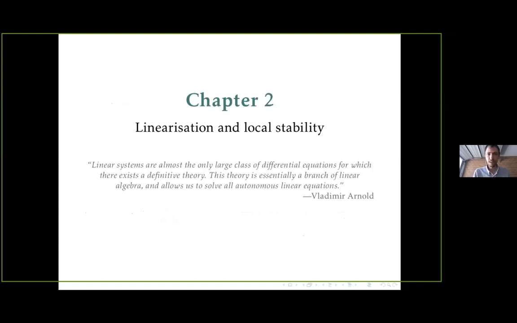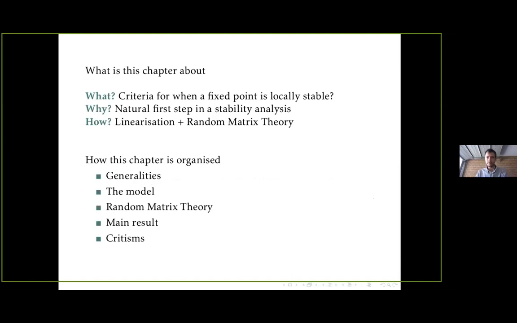Okay, so our second chapter is called linearization and local stability. Basically we want to do some linearization around this fixed point that we have chosen to be the origin. And the nice thing about linear models is of course that they are solvable. They're also a bit boring in that sense, but that would be our first point, and there would be some interesting results related to that nonetheless. Okay, so this is our goal in some sense.